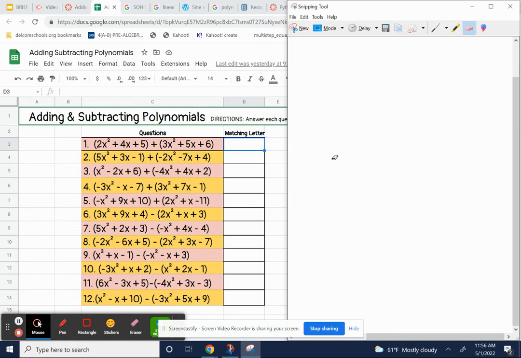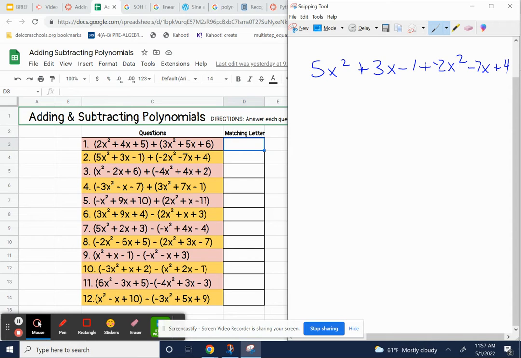If I wanted to do problem 2, if I wanted to add these together, I have 5x squared plus 3x minus 1. I'm just removing my parentheses because there's no real need to have them there. Plus negative 2x squared minus 7x plus 4. Once I have this written out, I'm just going to combine my like terms together. My like terms have to have the same variable and the same exponent.